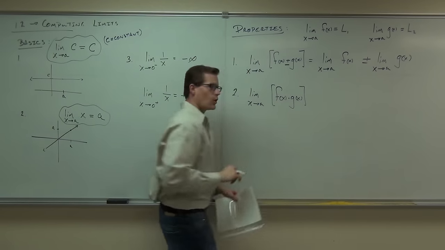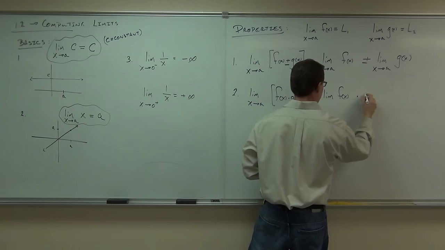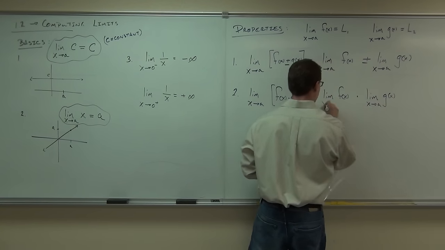It also works for multiplication. You can separate limits by multiplication. So that's legal to do. You can also separate them by division, which means if you have the limit as x approaches a of f of x over g of x, that's the same thing as the limit of f of x over the limit of g of x. That's true, but you have to have something. What can't this equal? You can't have that. So the limit of g of x cannot be 0.